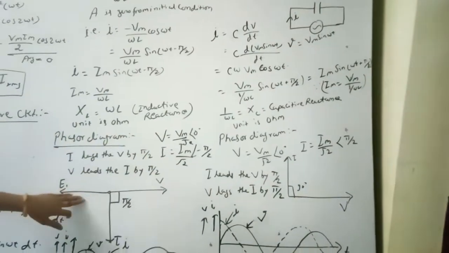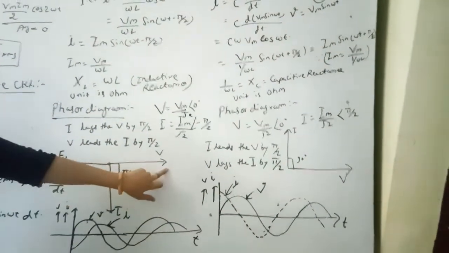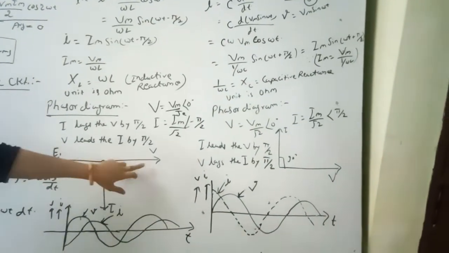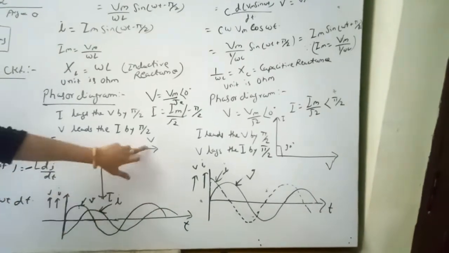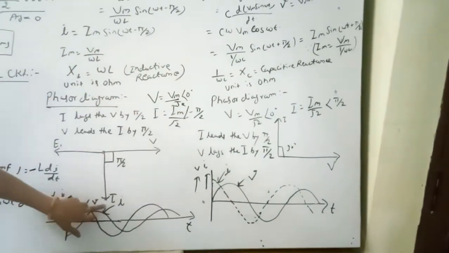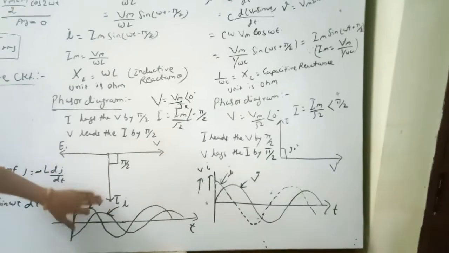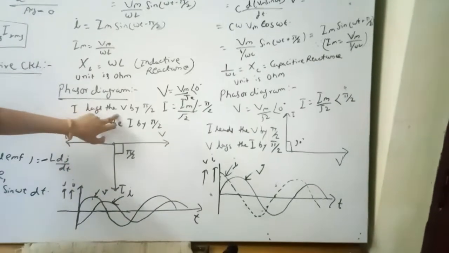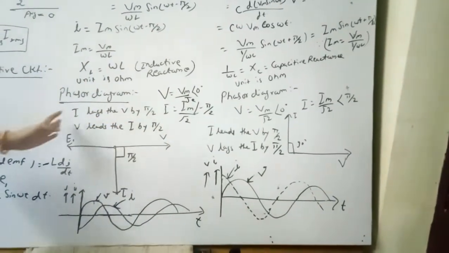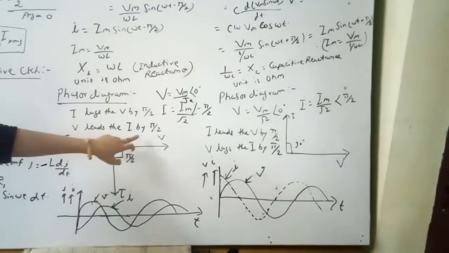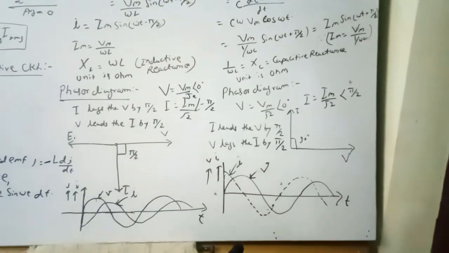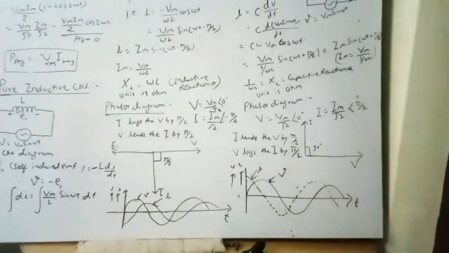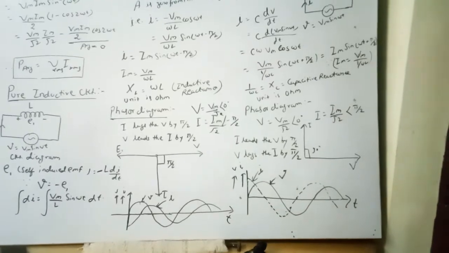We can draw it as a phasor: we have taken V as a reference, the induced EMF is equal and opposite to the applied voltage, and the current lags the voltage by pi by 2, that is the current is in the downward direction. So we can say that the current lags the voltage by pi by 2, or in another statement the voltage leads the current by pi by 2. So in a purely inductive circuit, voltage leads the current by pi by 2.